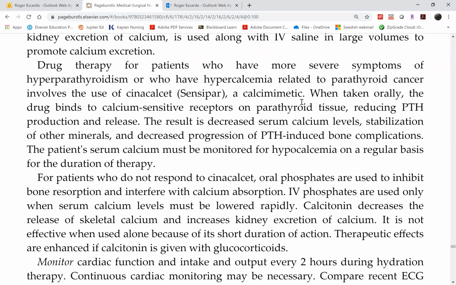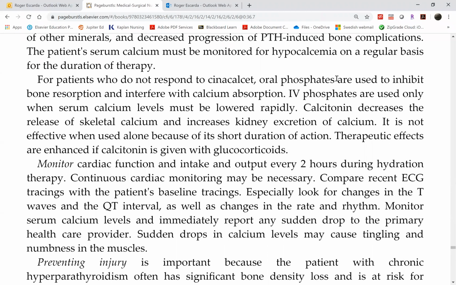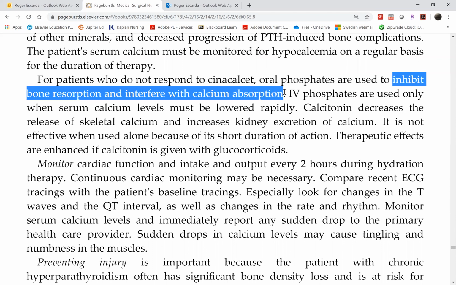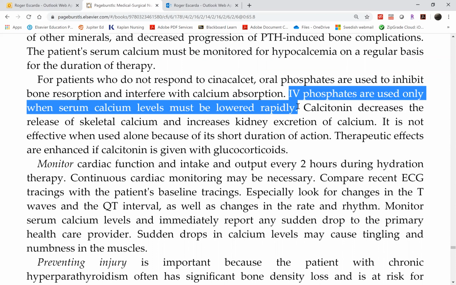Then we have drugs to lower calcium level. So one is Calcet. You've probably seen this in another disorder in last semester, or maybe not. Okay. If unresponsive to Calcet, then you'll give oral phosphates, because again, if you have phosphates, then you'll excrete calcium and vice versa. And this is done to inhibit bone resorption. That way you don't have further breakdown of calcium from the bone. Take note that IV phosphates are only used when calcium levels are severe, when you really want to lower it fast.